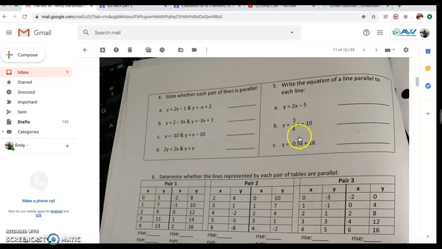If we look at all these equations, we can see the slope on each one. So this one had a slope of 2. This one has a slope of 3/4. This one has a slope of -0.5. Your answers here are going to use those same slopes, but just change the number on the end to get the equation of a parallel line.